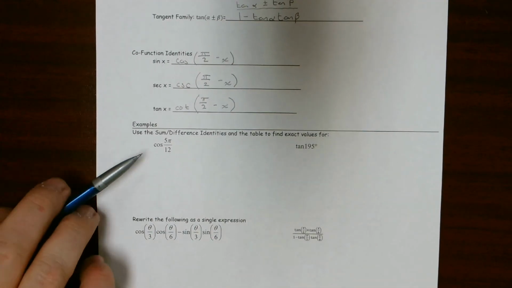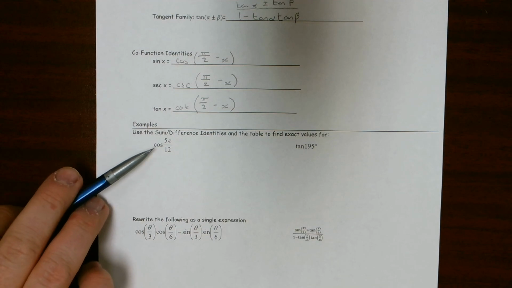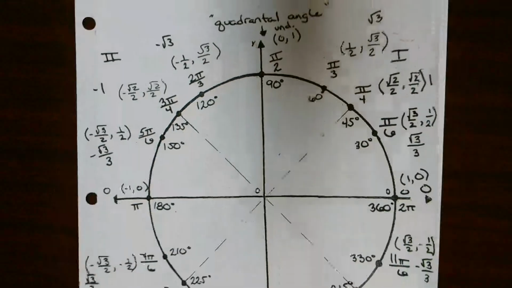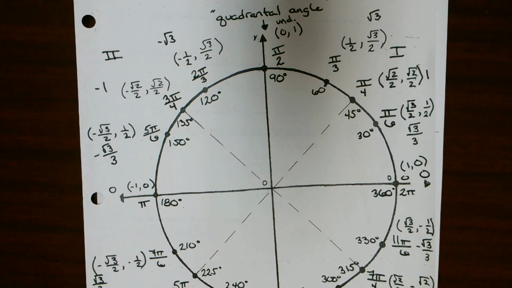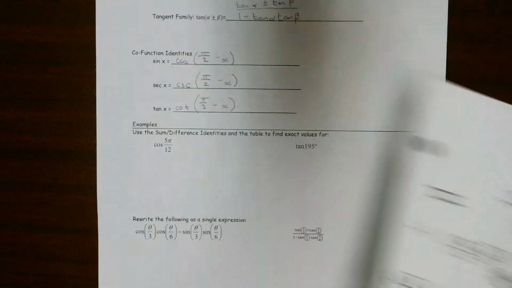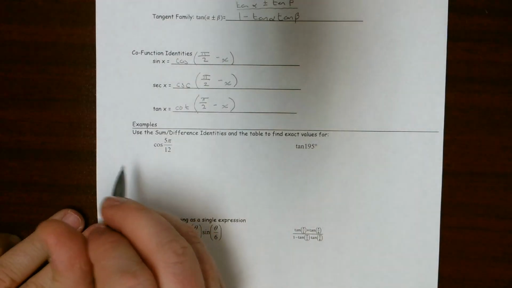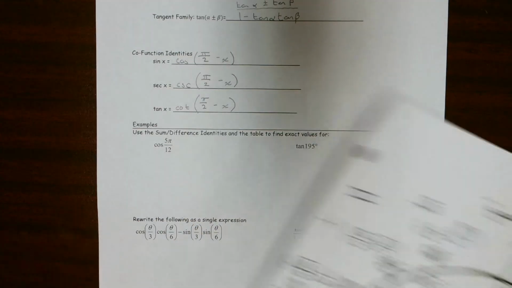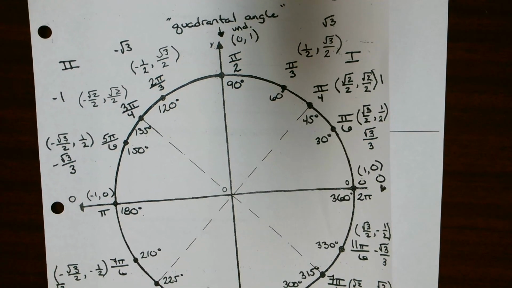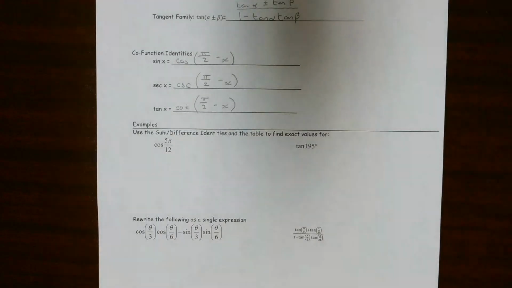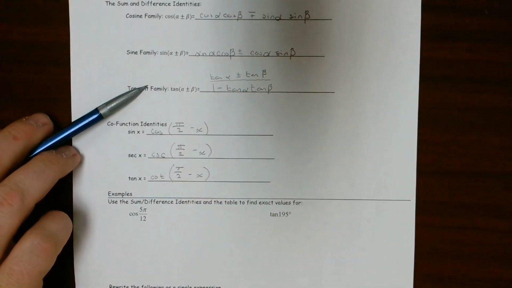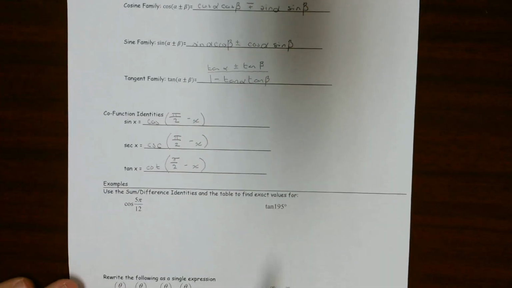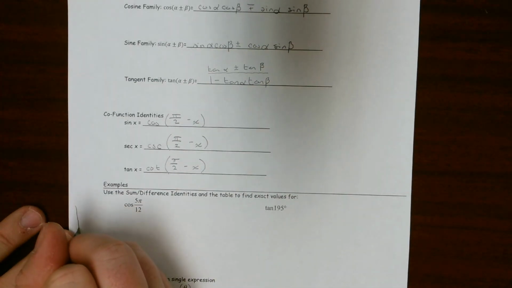Okay, so right now we're trying to evaluate the cosine of 5 pi 12ths. If you pull out your unit circle, you're not going to see a cosine of 5 pi 12ths, and we don't want to always rely on our calculator. So what we're going to do is try to make 5 pi 12ths using angles on the unit circle that we know, and then evaluate them using our sum and difference identity. We're doing cosine, so we know we're going to be using this family identity. All right, so let's go through and look at it.